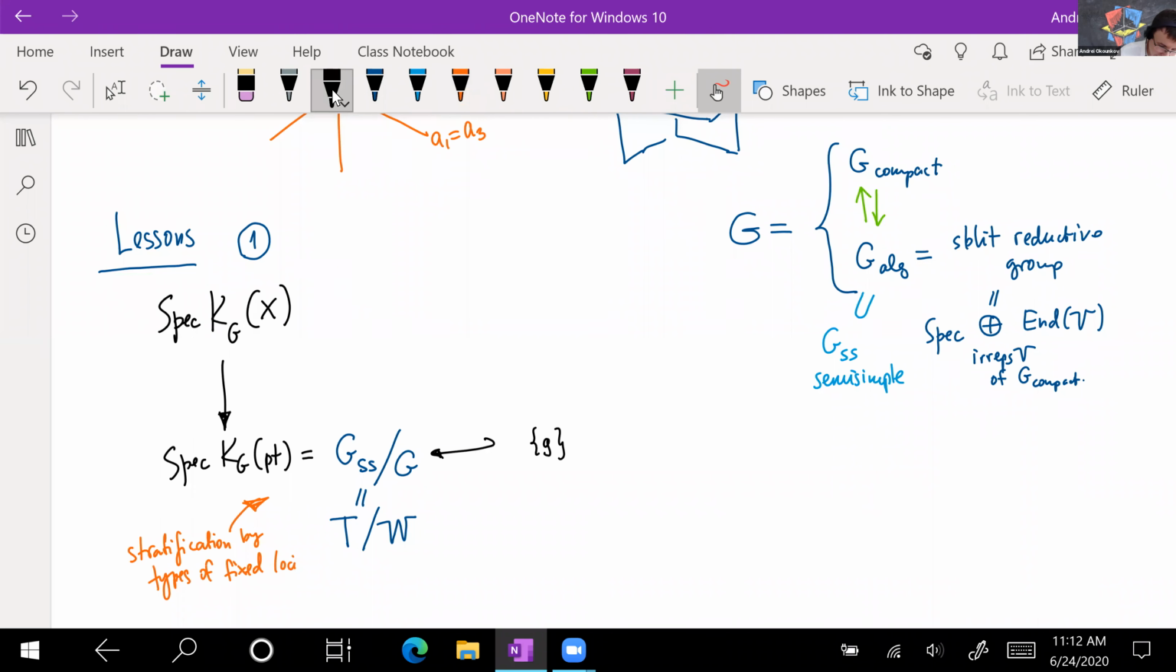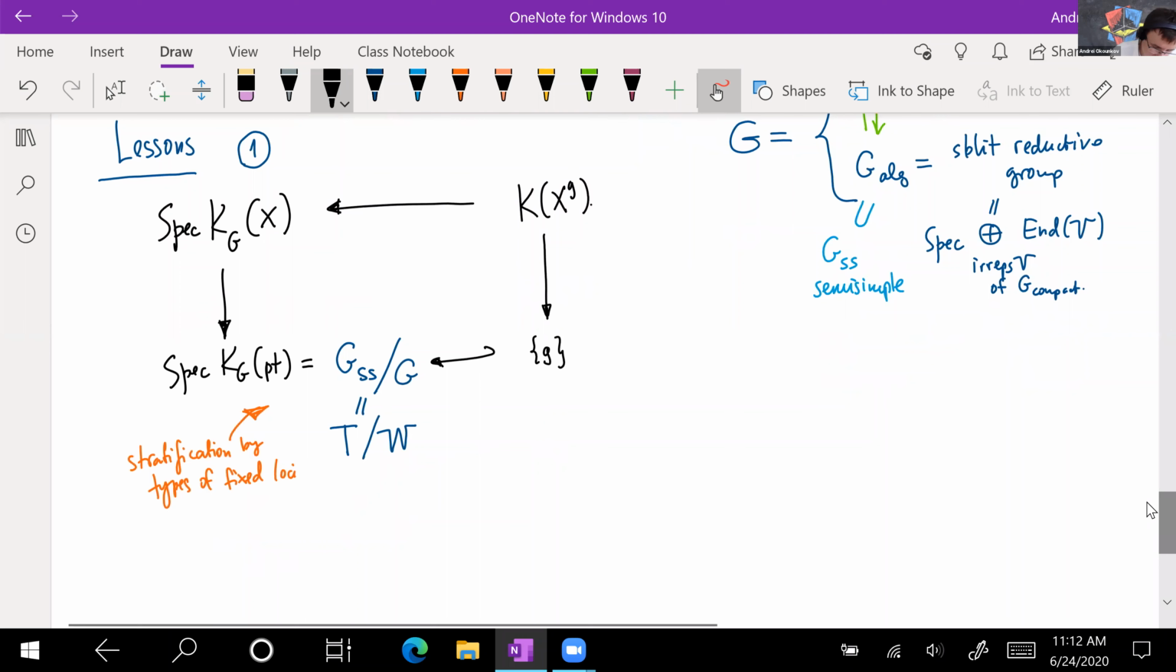Then what sits over G is just the K-theory of that fixed locus. Now let's see how this works in our example.